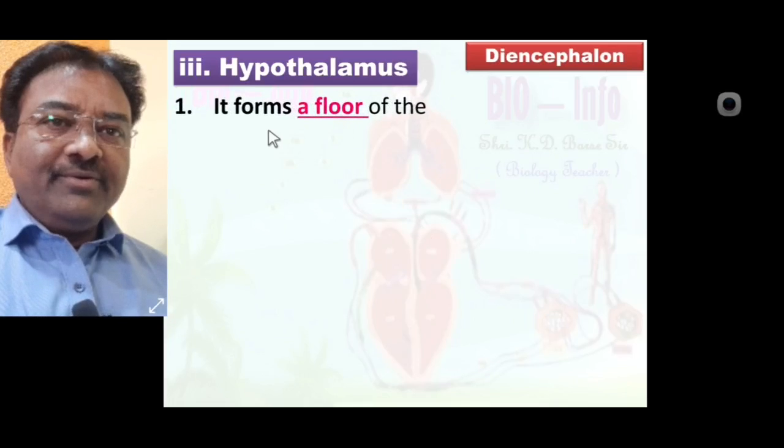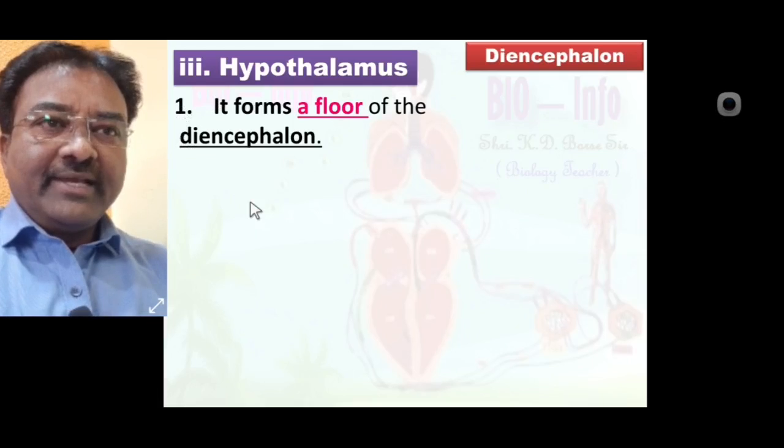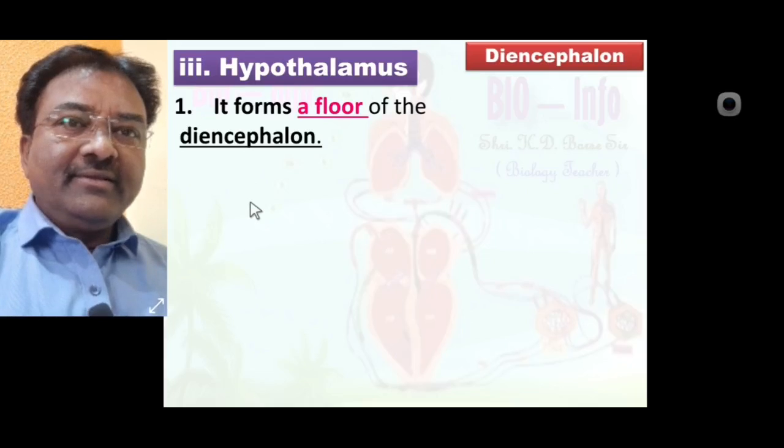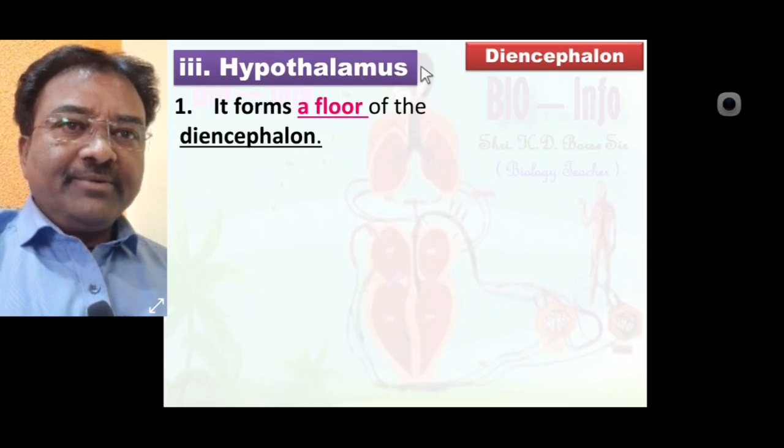It is floor of the diencephalon. You know, epithalamus is anterior part of diencephalon, while thalamus is thick wall of diencephalon. Here hypothalamus is floor of diencephalon.